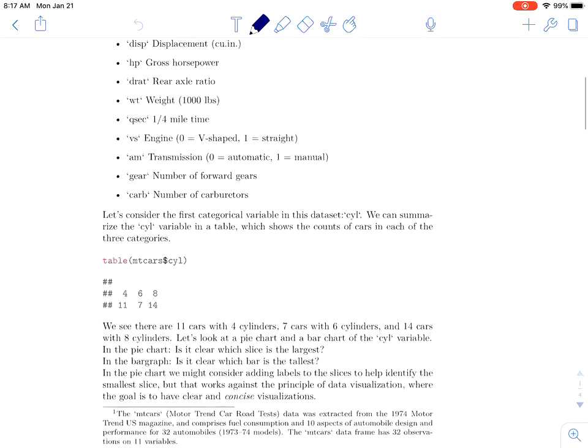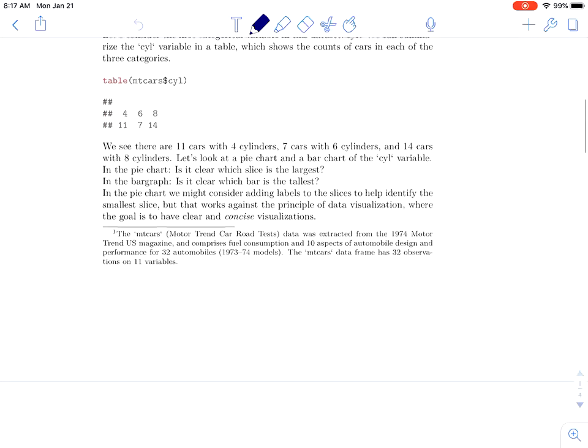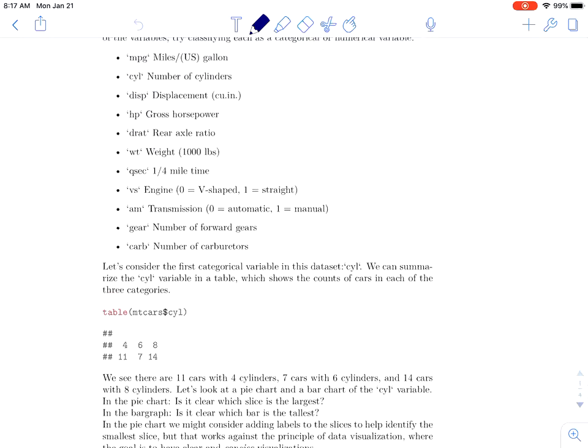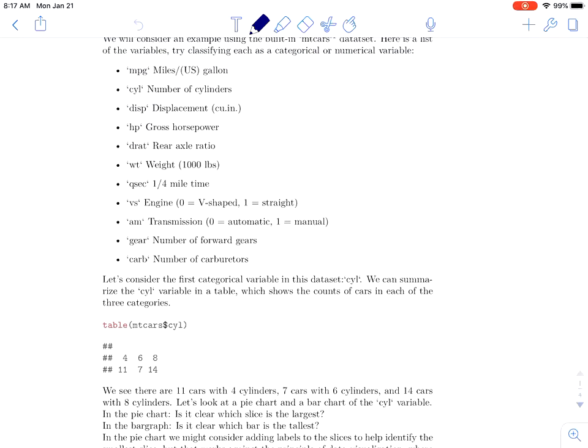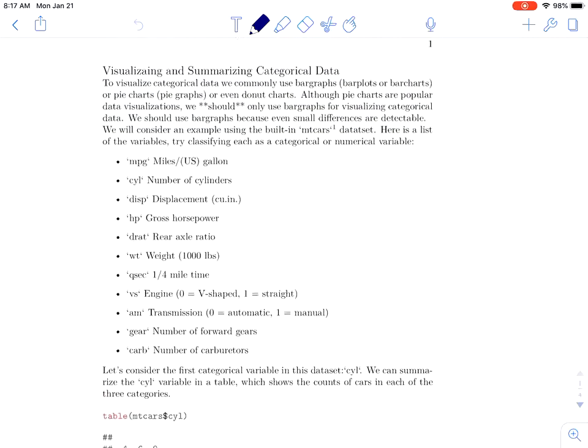So we should be using bar graphs. That's my take-home message. First, I just picked the first categorical variable in the list, the number of cylinders. This one here is categorical. Miles per gallon is a measurement, so this one's going to be numerical.